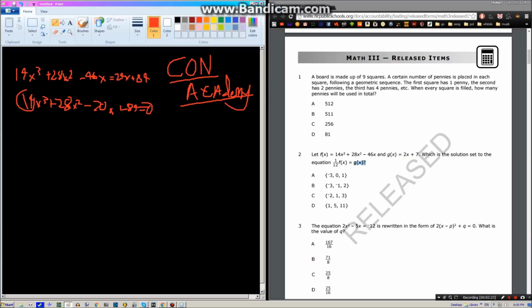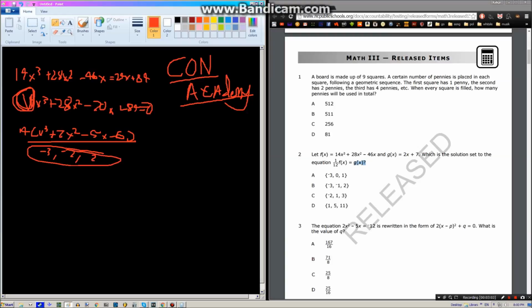Factor this out. GCF actually is conveniently 14. So then you write it like this: x to the third plus 2x to the second minus 5x minus 6. Look at how neat that is. And then if you plug this in your calculator, the solution set is going to be B, which is negative 3, negative 1, and 2.